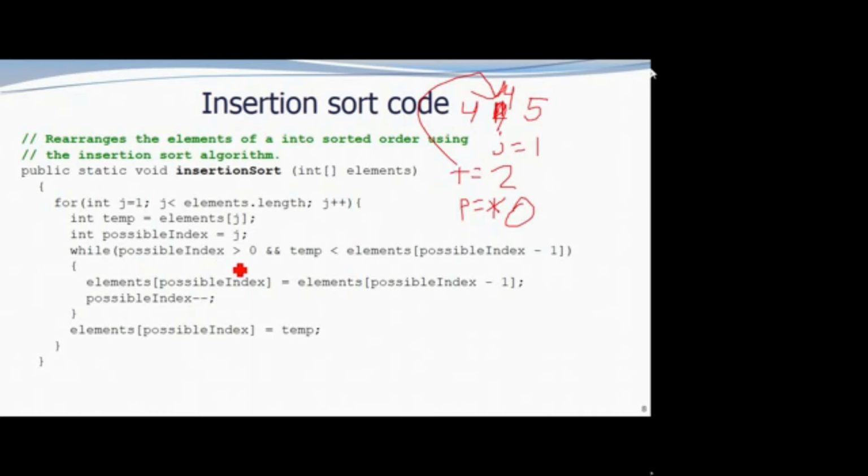We go up. Possible index is no longer greater than 0. So the element at possible index, which is 0, now equals temp, which equals 2, changing this 4 into a 2. We have now sorted the first two numbers in our array: 2, 4. And then the next one will be 5.